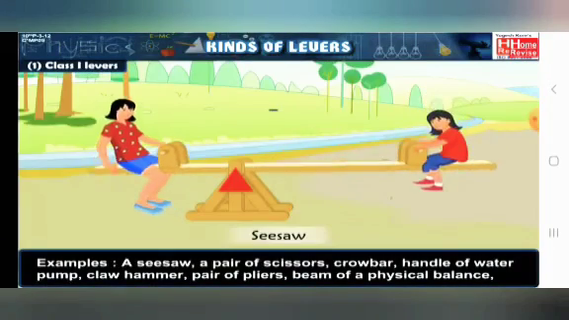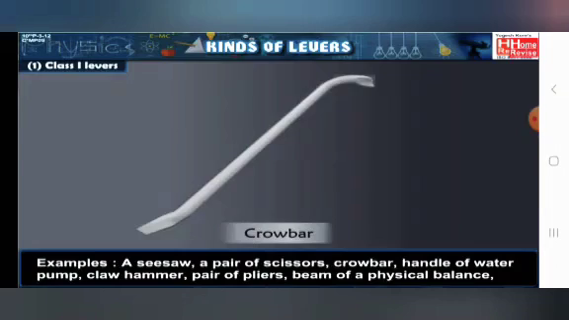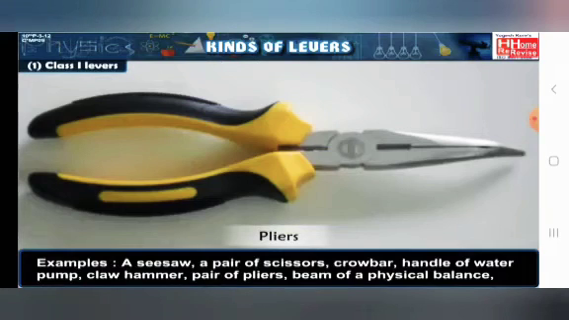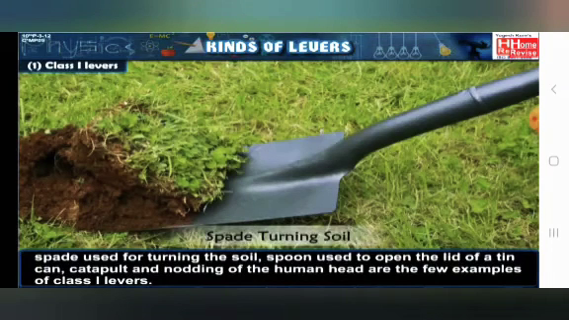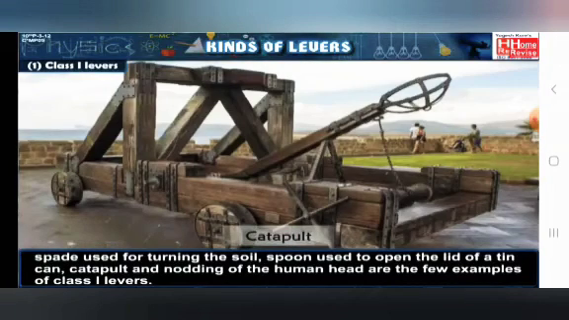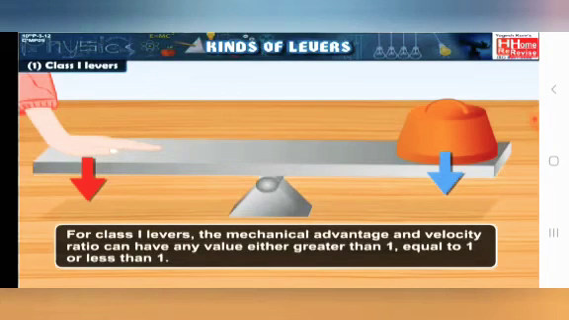Examples: a seesaw, a pair of scissors, crowbar, handle of water pump, claw hammer, pair of pliers, beam of a physical balance, spade used for turning the soil, spoon used to open the lid of a tin can, catapult, and nodding of the human head are a few examples of class first levers. For class first levers, the mechanical advantage and velocity ratio can have any value, either greater than 1, equal to 1, or less than 1.